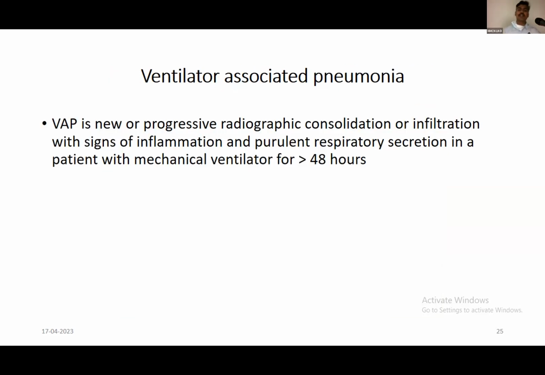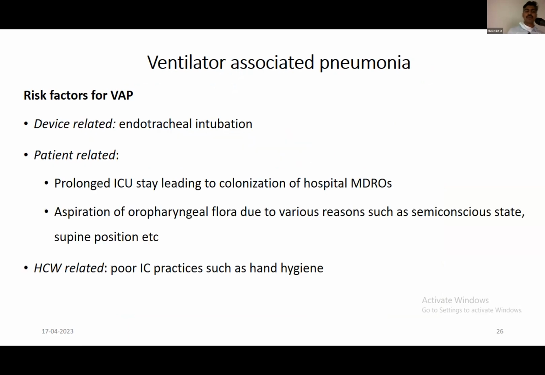Third is the ventilator associated pneumonia. VAP is new or progressive radiographic consolidation or infiltration with signs of inflammation and purulent respiratory secretion in a patient with mechanical ventilator for more than 48 hours. What are the risk factors for ventilator associated pneumonia? It can be device related, patient related, or healthcare worker related.